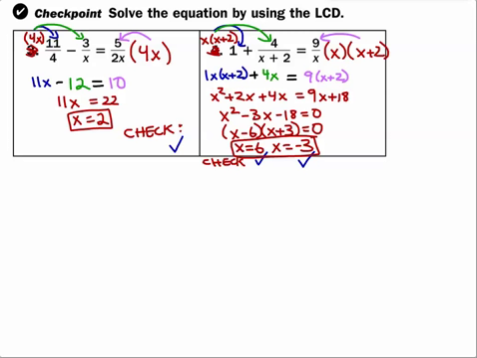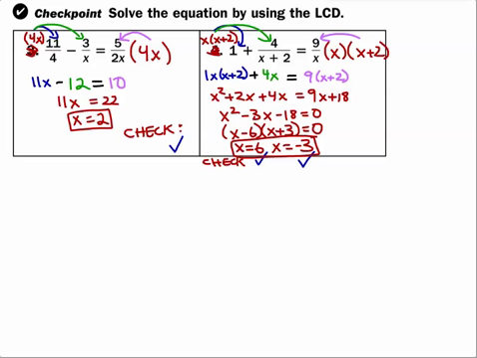Factor it. X minus 6 times x plus 3 equals 0. Boom, boom. X equals 6. X equals negative 3. I checked them. Again, the goal of checking isn't drawing check marks. The goal of checking is to plug the number back into the original equation. You don't necessarily need to show it. You can do it on a calculator.